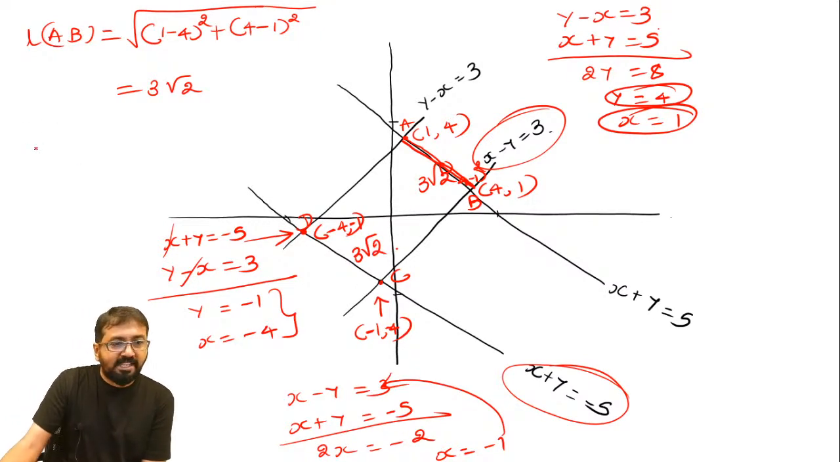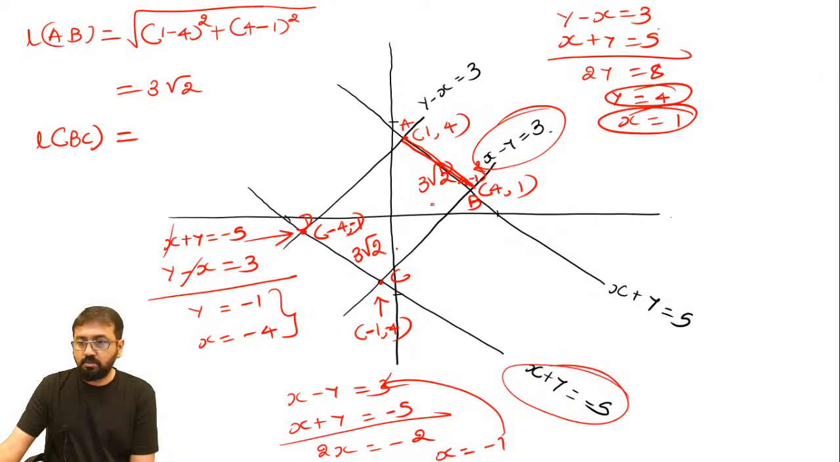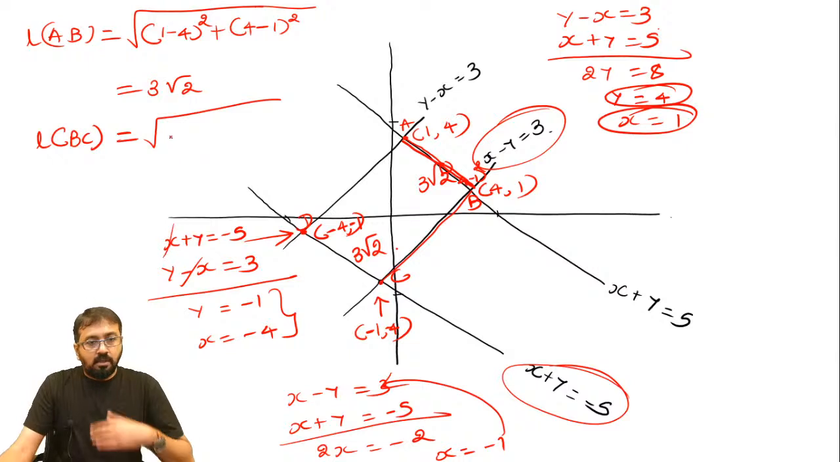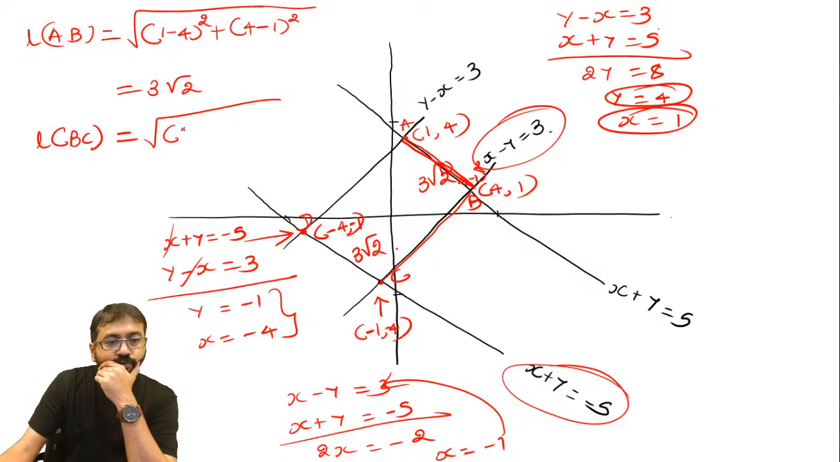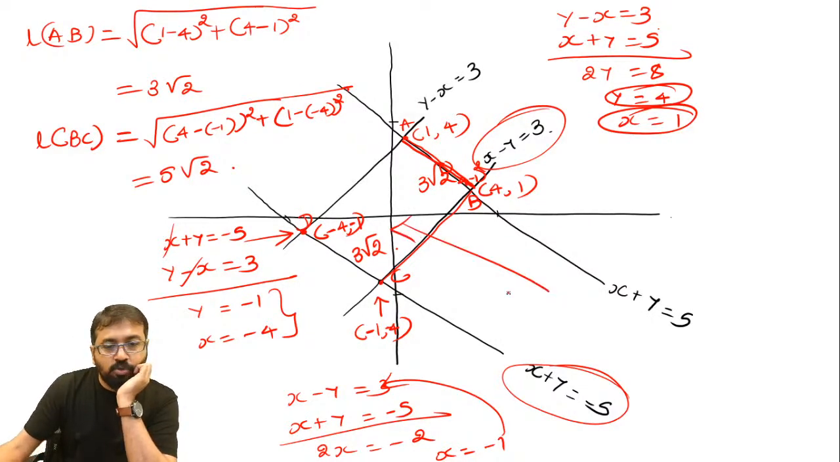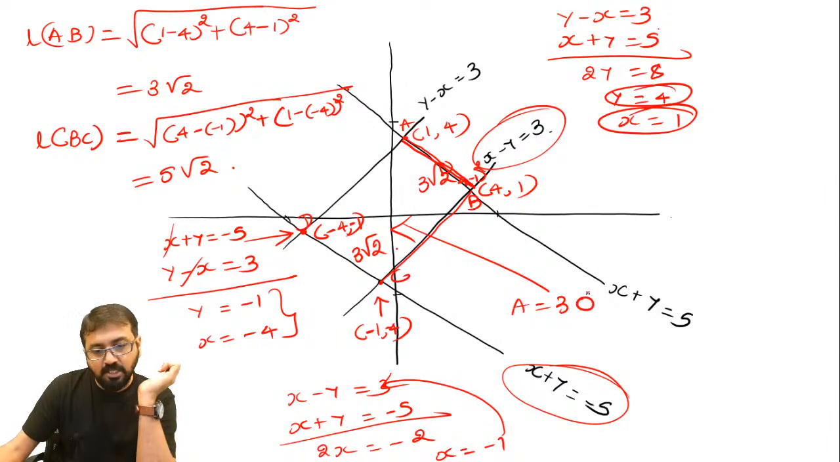Same way, what will be length of BC? So BC will be equal to under root of 4 minus minus 1 square plus 1 minus minus 4 square. So this will be 5 root 2. Yeah, so area will come out to be 30 units.